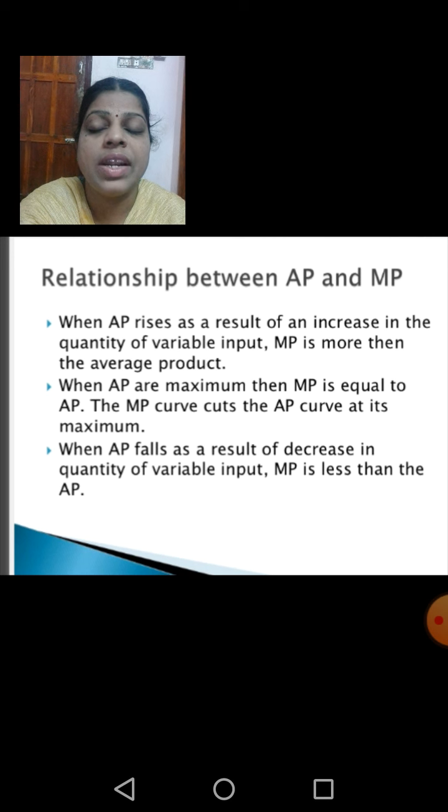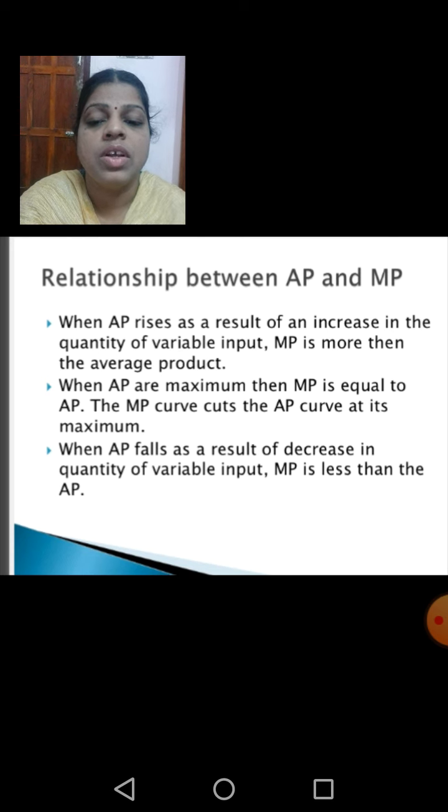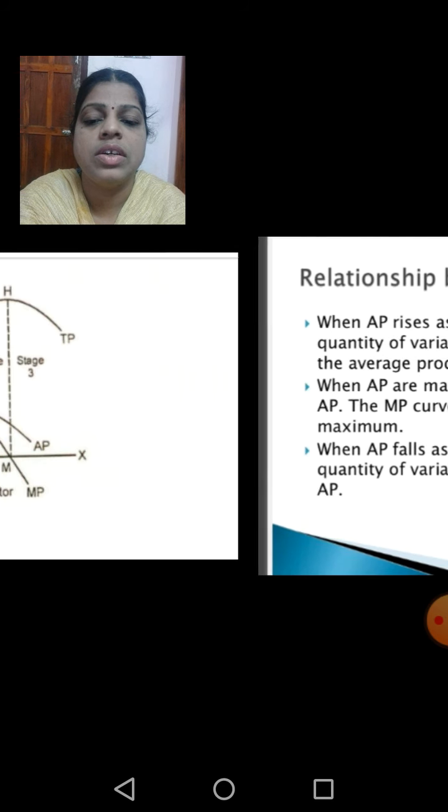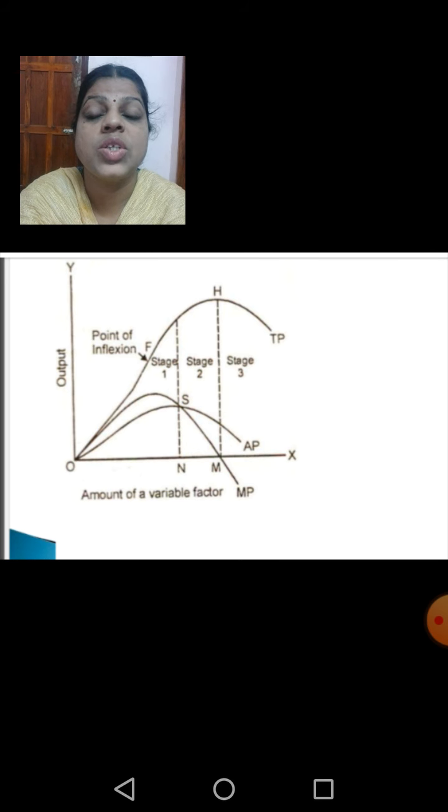The next one is, when AP falls as a result of the decrease in the quantity of variable input, MP is less than the AP. Here, see children, the diagram is given. This is the diagram related to the law of variable proportions.